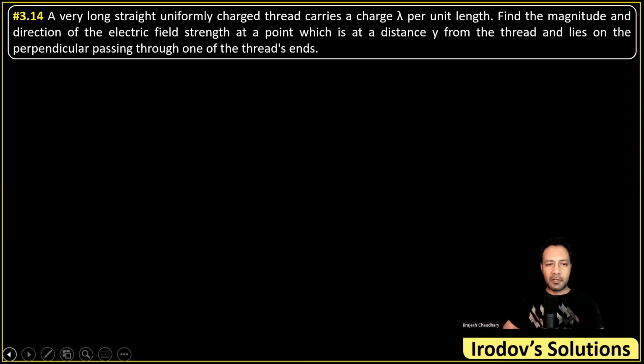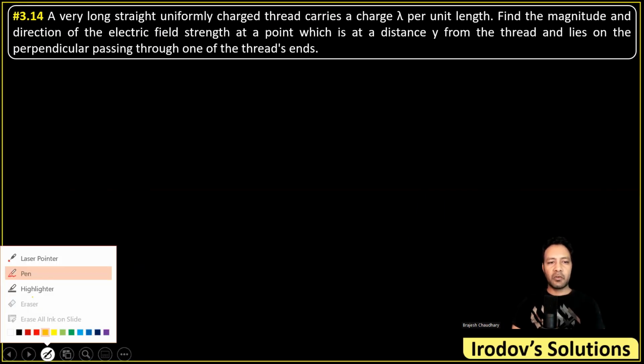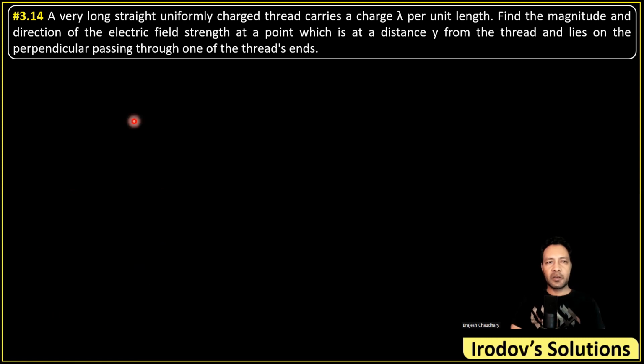Hello, dear students. Let's see this question 3.14 of Irodov. The question states: a very long straight uniformly charged thread carries a charge lambda per unit length. Find the magnitude and direction of the electric field strength at a point which is at a distance y from the thread and lies on the perpendicular passing through one of the thread ends.